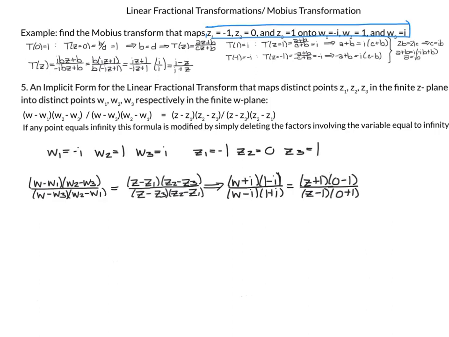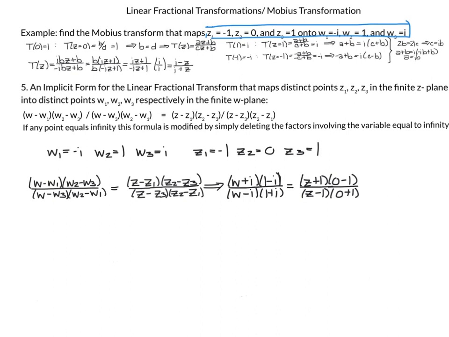If we want to rework this example here that we have already worked, the Mobius transform that maps z1, z2, z3 into w1, w2, w3 using the implicit formula, we start with the implicit formula. Here we have (w minus w1) times (w2 minus w3) over (w minus w3) times (w2 minus w1) equals (z minus z1) times (z2 minus z3) over (z minus z3) times (z2 minus z1). So this is actually not that hard.